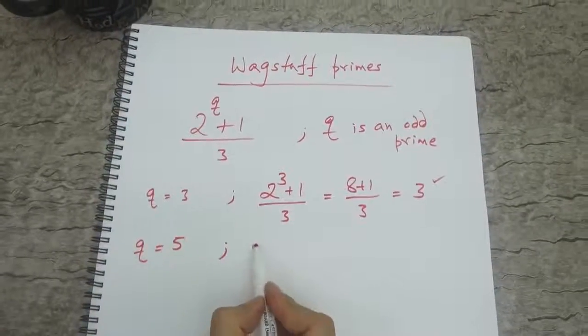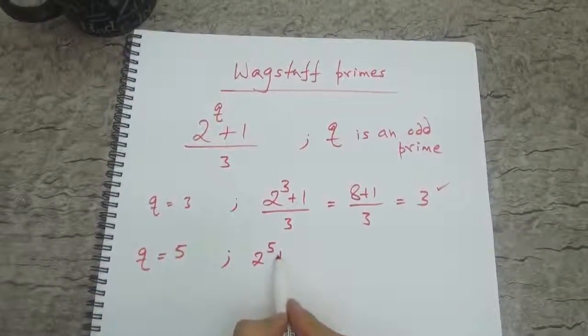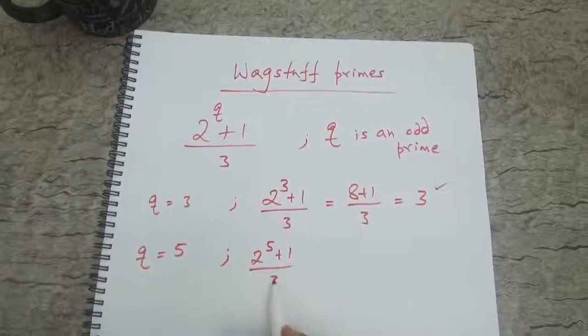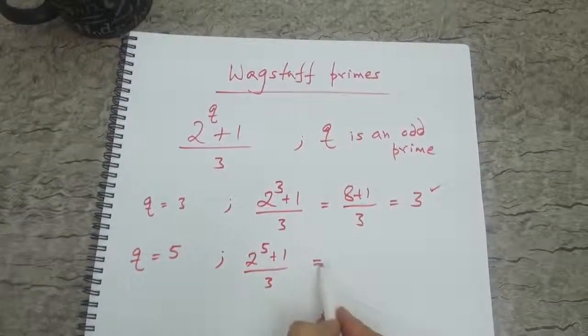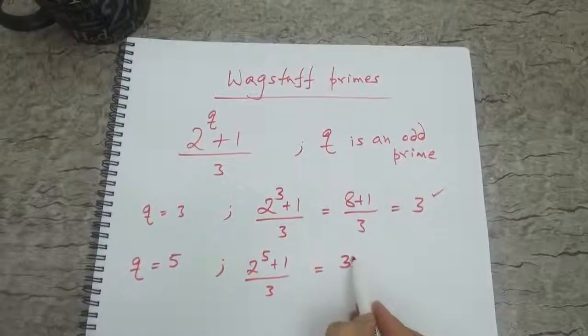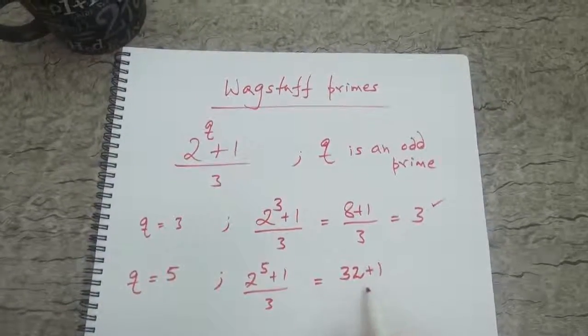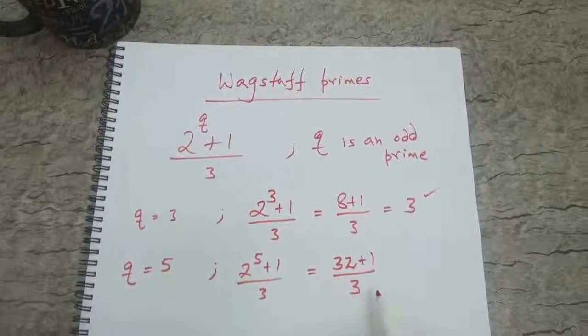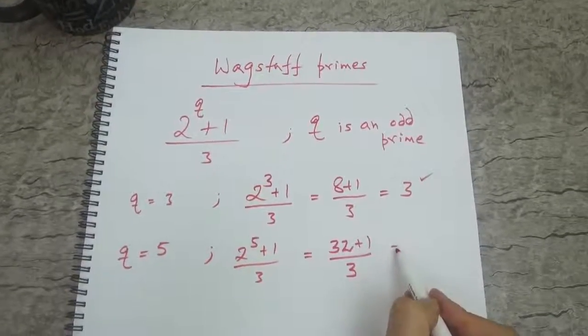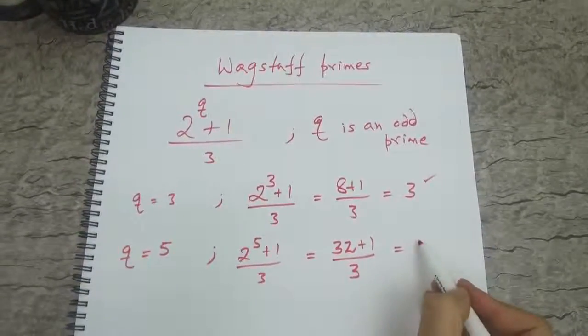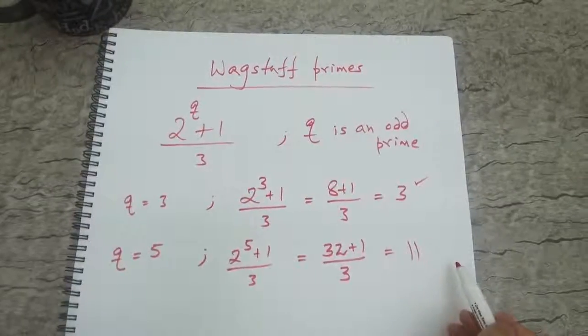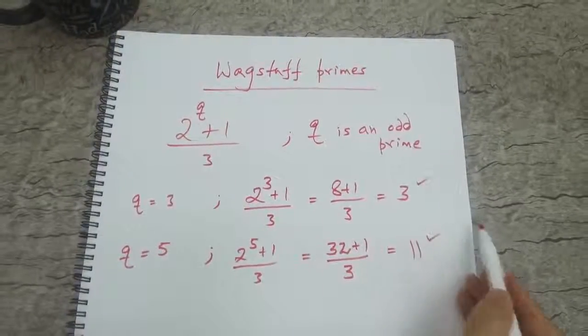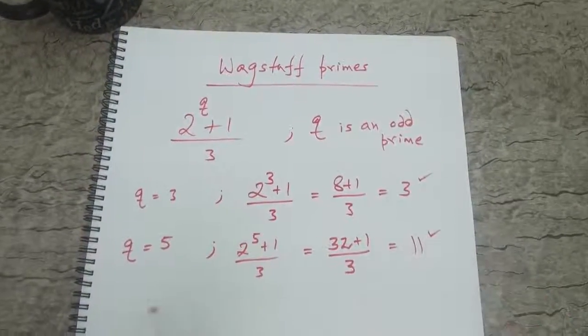Now let's consider q equal to 5. We get (2^5 + 1)/3, which gives us 32 plus 1, divided by 3, and that's 33 divided by 3, which gives us 11, which is a prime, and hence it's also a Wagstaff prime. Let's do one more.